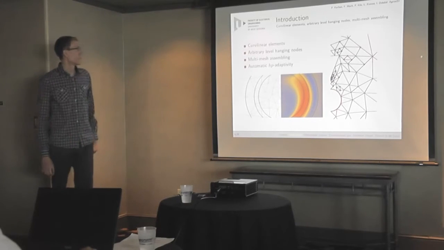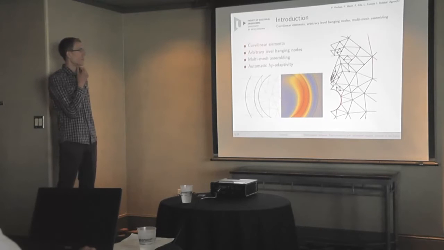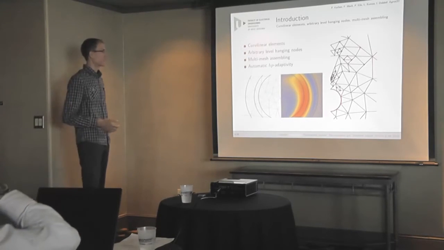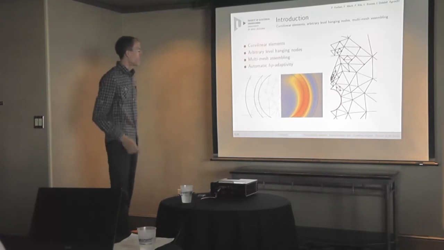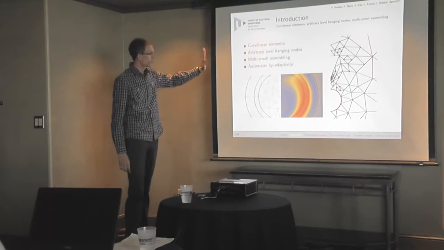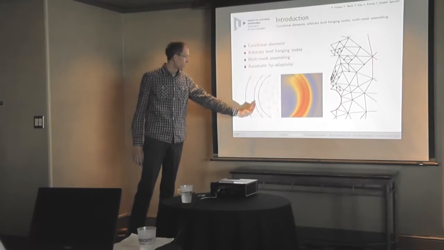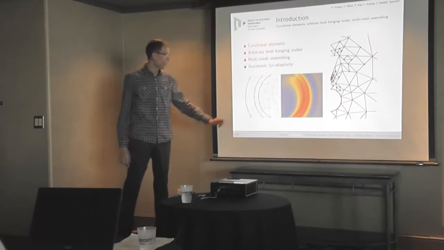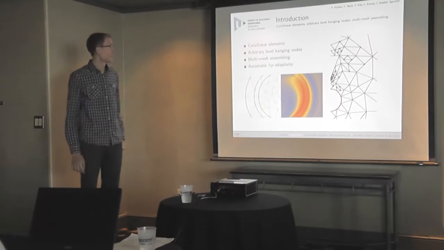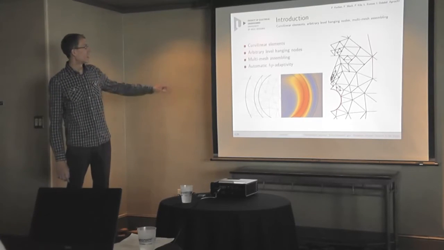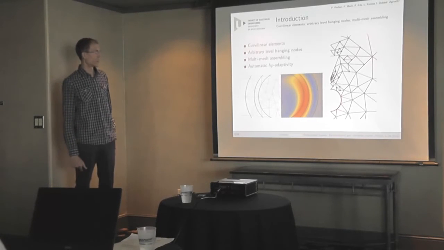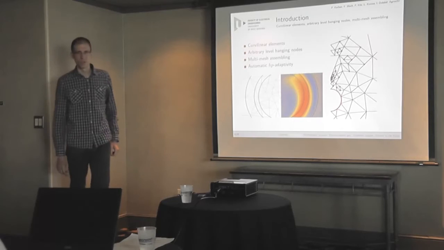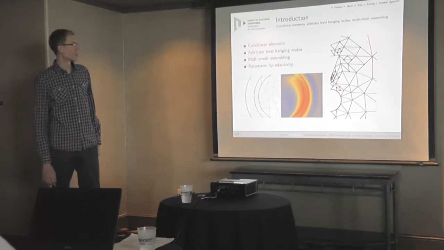Here are the main features that are possible thanks to the Hermes library, namely curvilinear elements, which allow us to discretize exactly areas like that, and also automatic hp adaptivity with arbitrary-level hanging nodes. As I said, Lukáš will speak about it tomorrow.